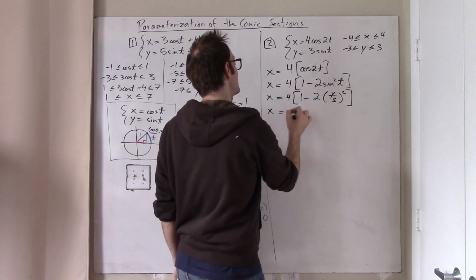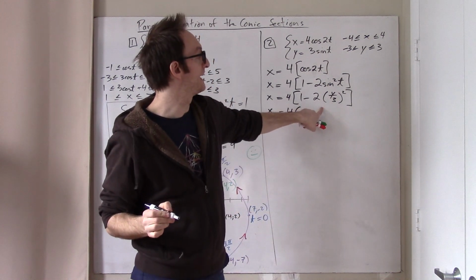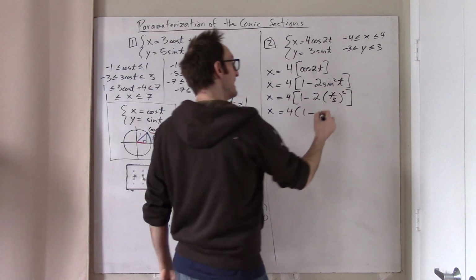Okay, so what do we get here? We get 4 times 1 minus, that's going to be 2y squared over 9.